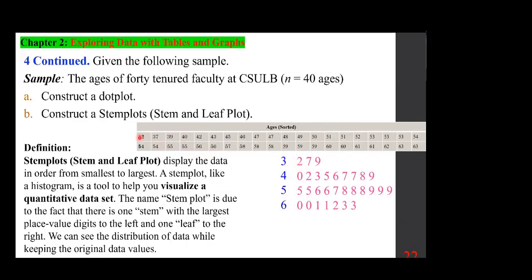Very straightforward. The last one, 6. We have 0 and 0, we have 2 of them. 1 and 1, 2 of them. 2 and then 3 and 3, 2 of them. And again, the ages range from 32 to 63 years. Also, there is more tenured faculty at older ages.